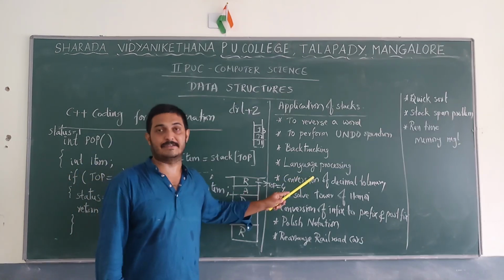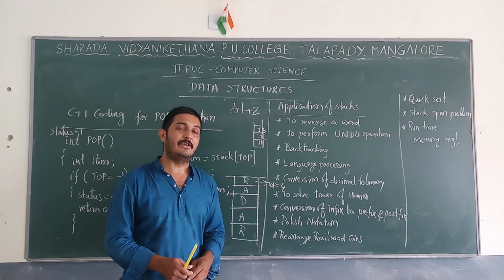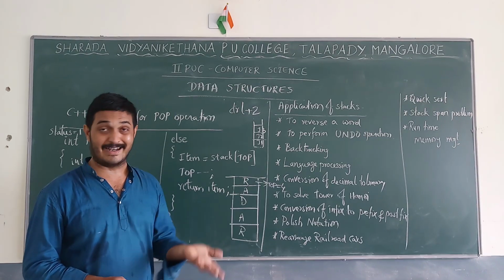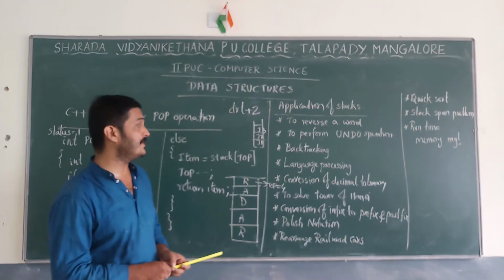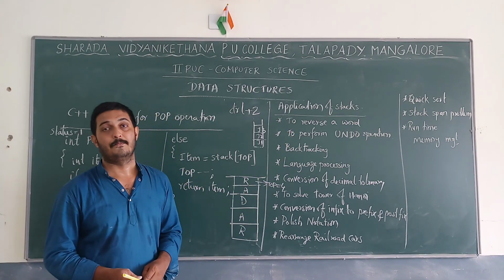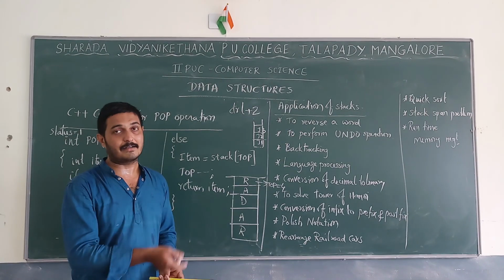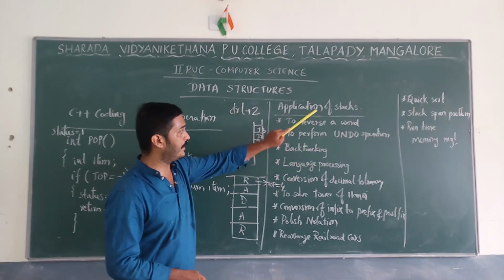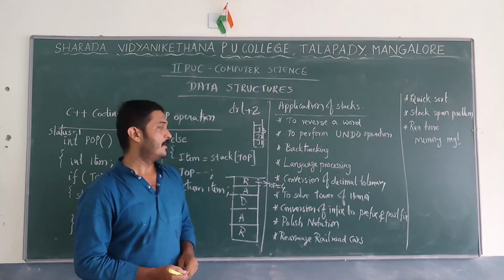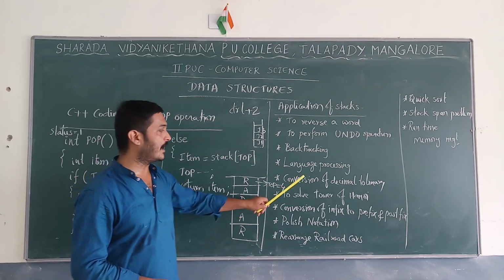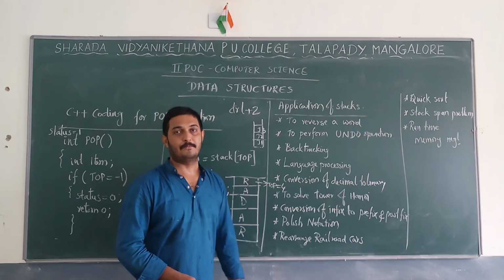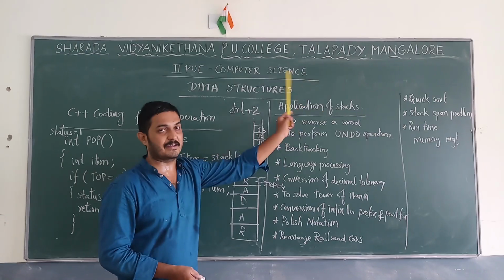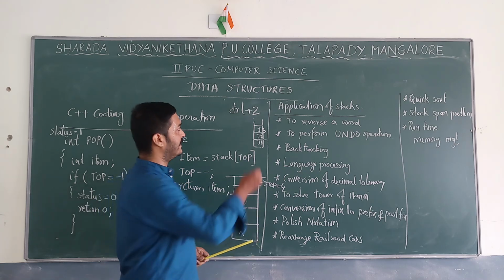Next, language processing. We know that there are several programming languages, high-level language, low-level language, mid-level languages, and these languages are processed by using a stack. Another data structure is also there, okay, let it be. So language processing is done by stacks. And the next application is conversion of decimal to binary. To convert decimal to binary, we can make use of stack operations. So, decimal to binary.